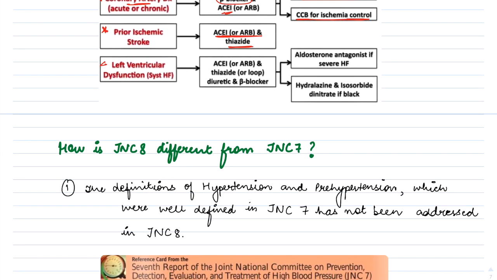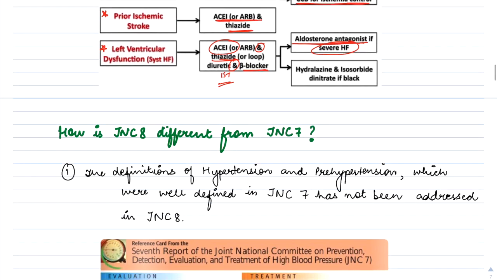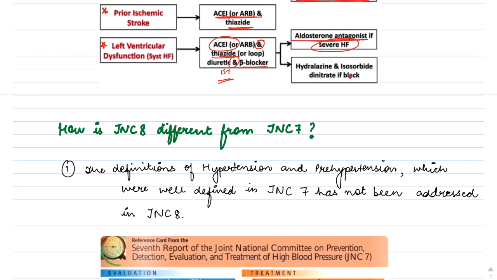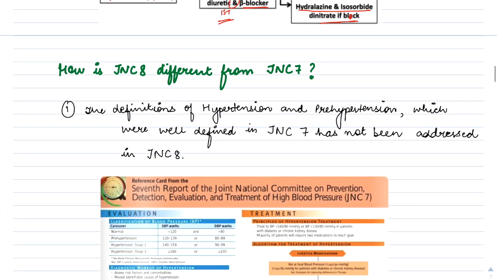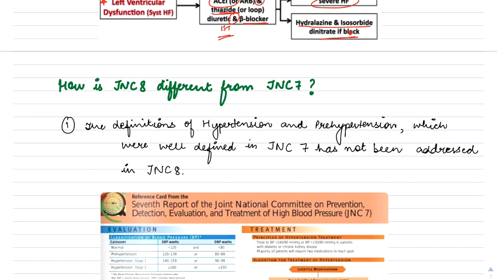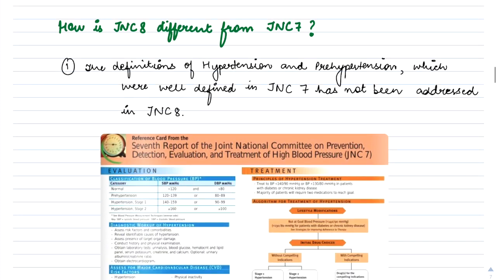And left ventricular dysfunction, that is congestive heart failure, we can use an ACE inhibitor, thiazide and a beta blocker. Okay, these are the first line drugs which have to be used, and they have to be followed. If there is severe heart failure, we can add an aldosterone antagonist, and if there is a block, then we can use hydralazine and isosorbide dinitrate. That is, if there is coronary artery disease present, we can use this.